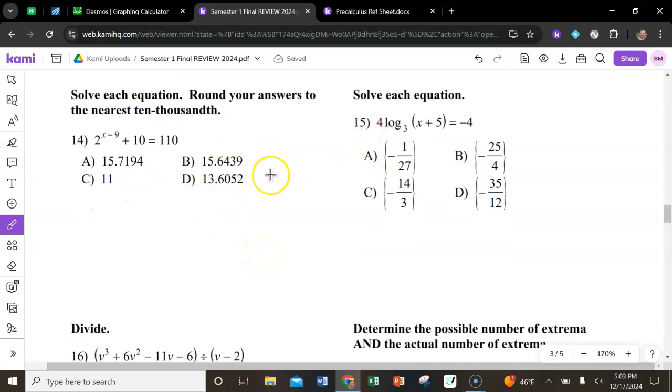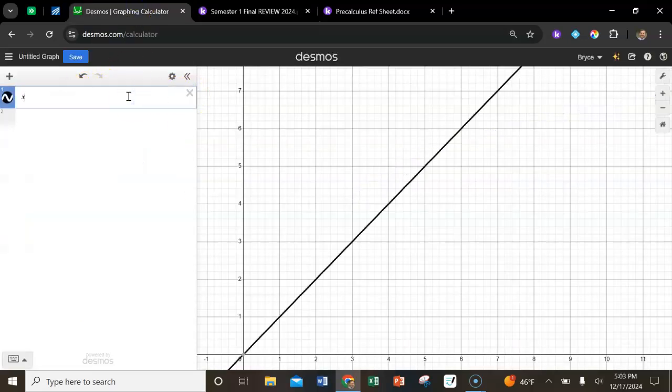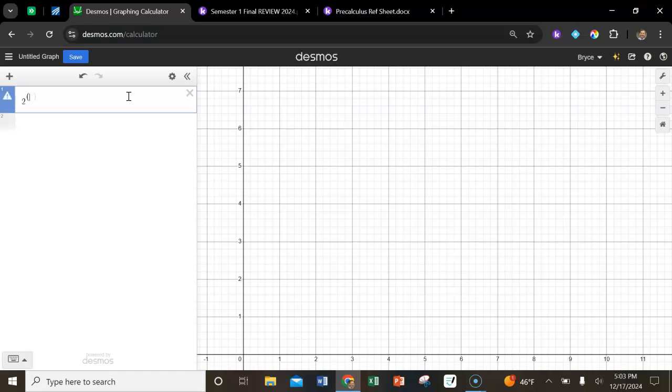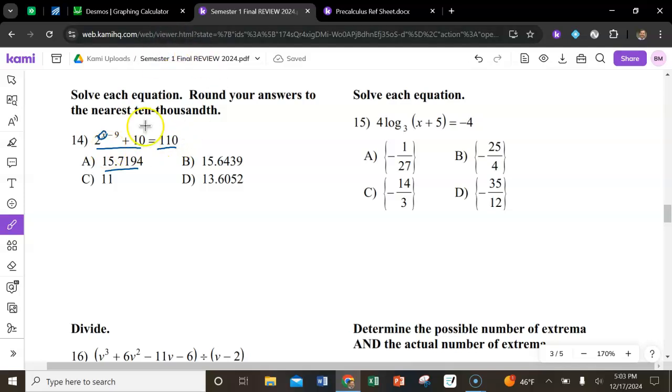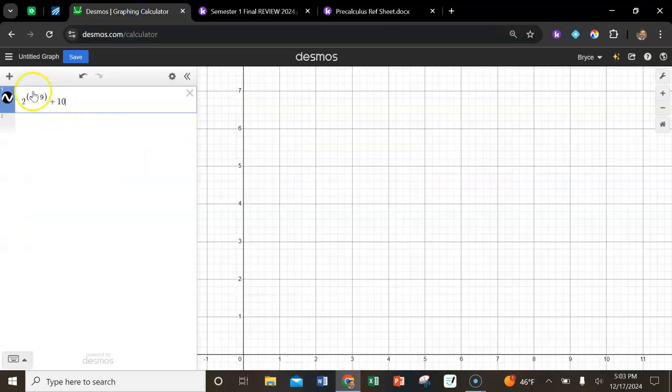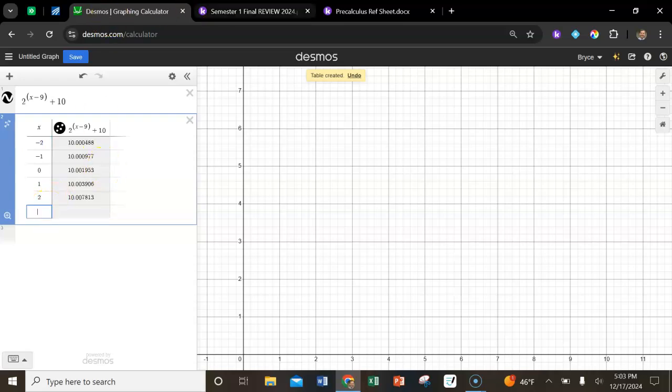14 and 15 are both equations. If it's a multiple choice test and you're solving an equation, you always have the right to just plug the options in for x and see which one of those, when I plug that in, is going to give me 110. Okay, so if you did that, you got 2 to the x minus 9 power, and then plus 10. I believe that's right. Yeah, plus 10. And I just want to know which one of these x values is going to give me 110, right? So what I would probably do is I would just make this into a table, and I would type in these x values that I have as options.